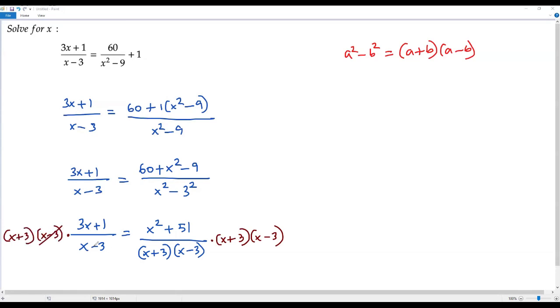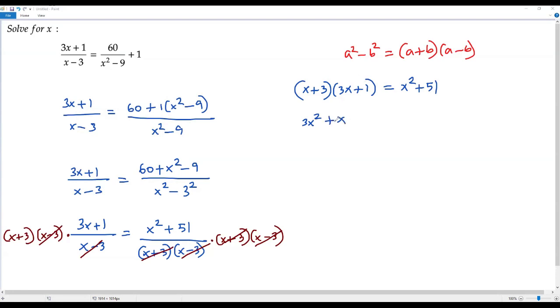Okay, so this x - 3 will cancel, and here x + 3 will cancel, and x - 3 will cancel out. And now we have (x + 3) times (3x + 1) on the left side. Let me write it. So (x + 3) times (3x + 1). On the right side, we have x squared + 51. Okay, now let's multiply these two binomials using the FOIL method. That is, first we have to multiply the first terms. x times 3x is 3x squared. Now I have to multiply the outer terms, x and positive 1.